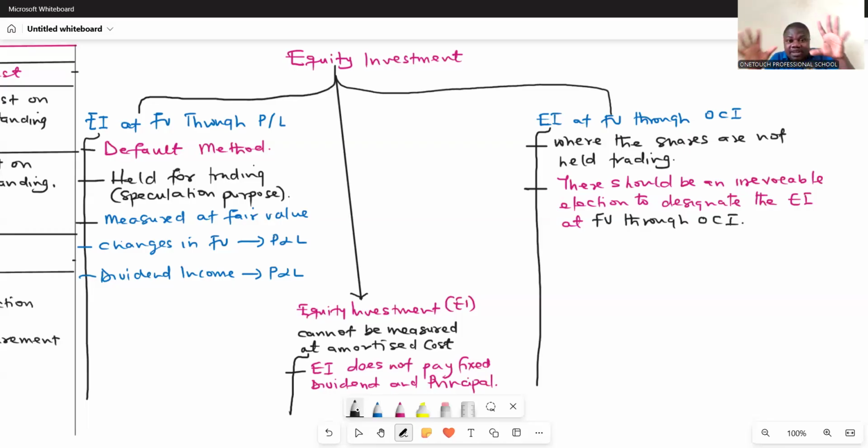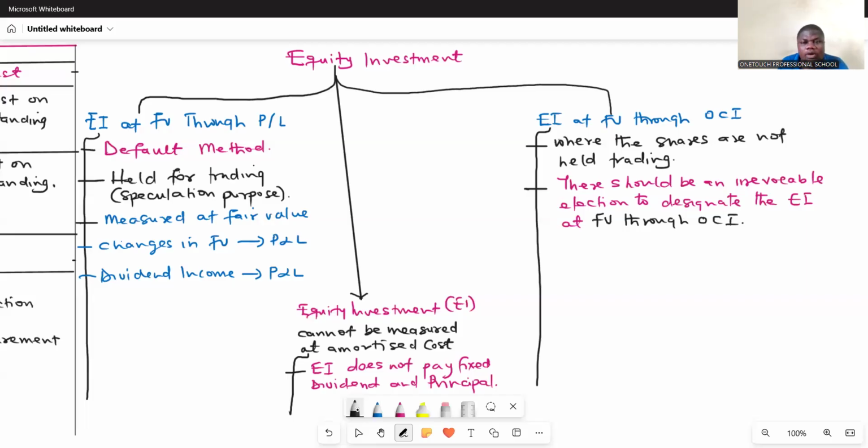The financial instrument, this is the difficult aspect. The calculations are not difficult at all. This is where the problem is coming from. If you do the wrong classification, everything is wrong.